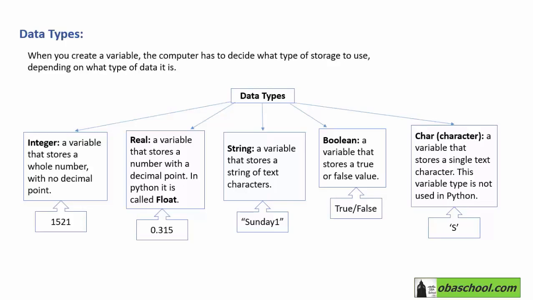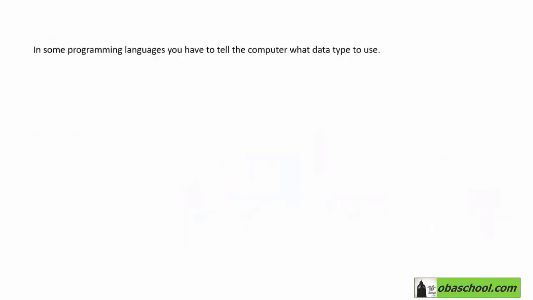Okay, now let's look at some points together. In some programming languages, you have to tell the computer what data type to use. For example, in Java, if we want to define the variable which is password, we have to write the word string before it, which is the data type.